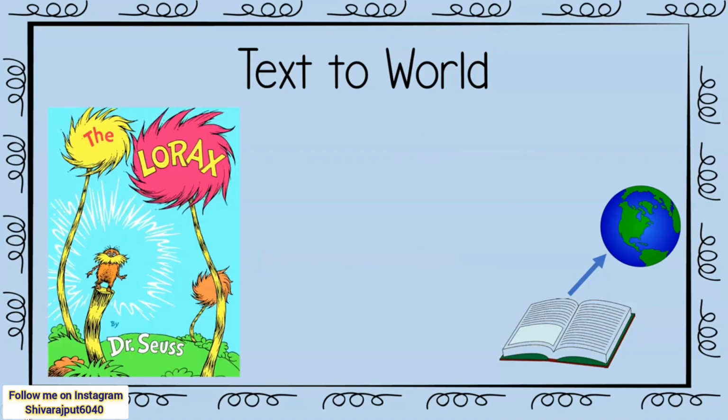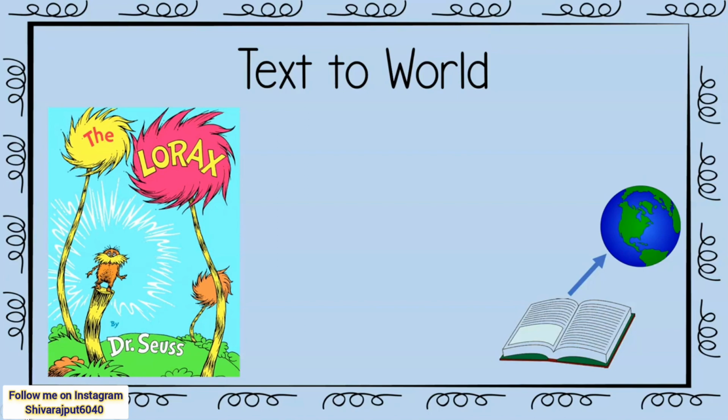Here's an example. We've read The Lorax. Now, in The Lorax, all of the truffula trees are getting cut down. When we read The Lorax, we thought about how so many trees in the Amazon rainforest are also being cut down. That was a text-to-world connection.